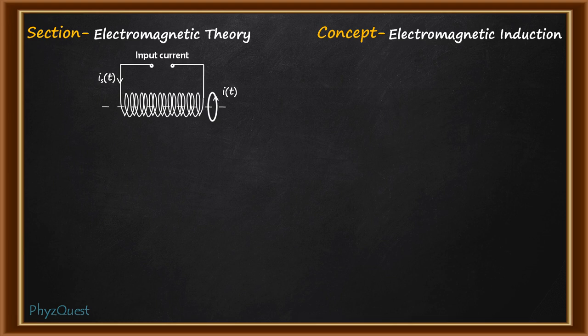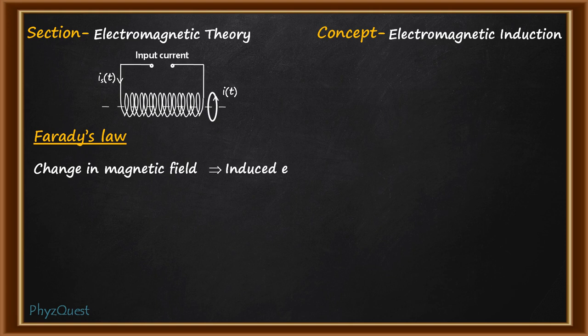Now this question is based on Faraday's laws of electromagnetic induction. What is the law? The law is that if there is any change in the magnetic field of a coil of wire, that will cause an EMF to be induced in the coil, and that EMF is equal to the rate of change of the magnetic flux.